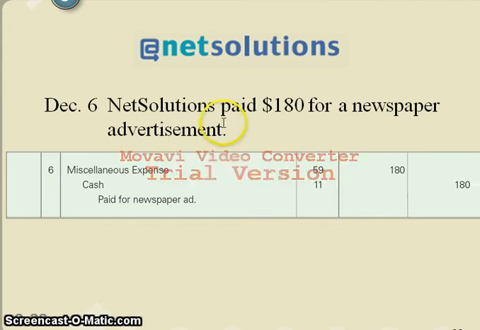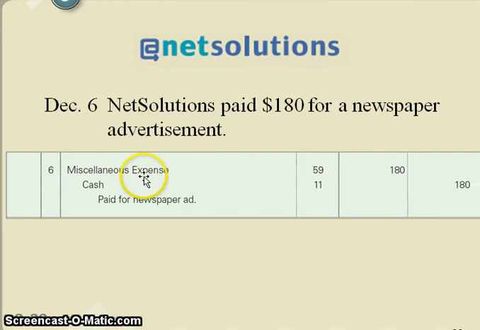NetSolutions paid $180 for a newspaper advertisement. Well, that's going to be a debit to expense. You needed that advertisement to run your business. You're trying to get your business going. Then they call it a miscellaneous expense here. If it were my business, I might have called it an advertising expense. There's no set rule in stone about how you should classify things, but I would go with advertising expense because that's the one that makes the most sense. And a credit to cash because you paid the $180.